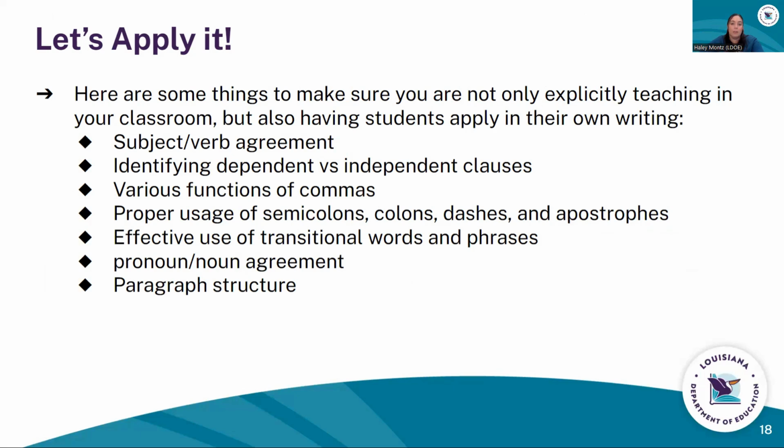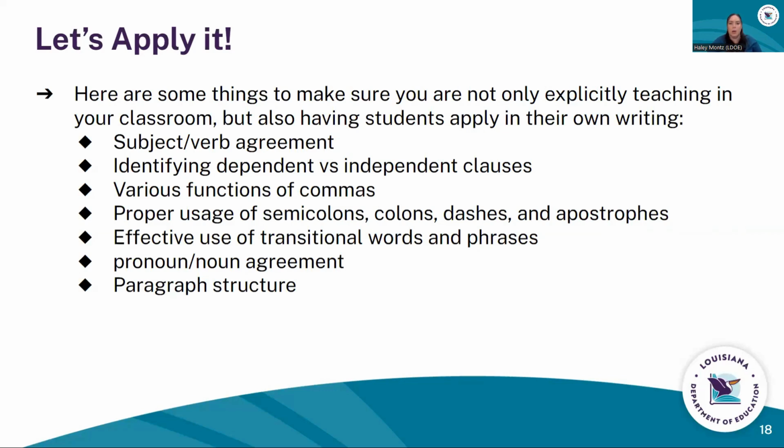Identifying dependent versus independent clauses. High school students need to be reminded how to do this. I know that they're supposedly taught this much earlier on, but that doesn't mean that just because they were taught it, they've retained it over the years. So you're going to have to make sure that you are going over these with them.